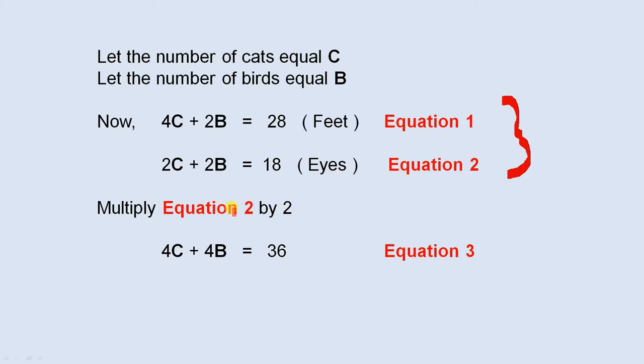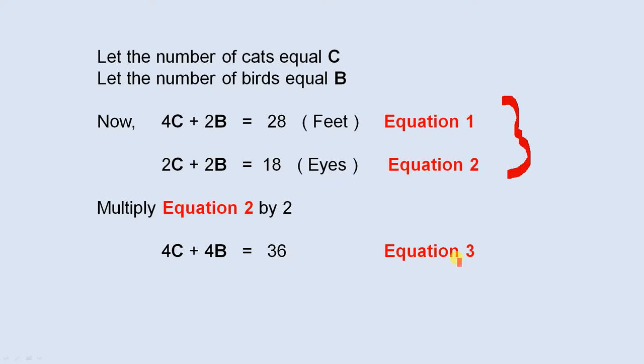So multiply equation 2 by 2. Let's double this equation. We're allowed to do that; nothing changes when we do. If we double 2c, that gives us 4c. If we double 2b, that gives us 4b. And if we double 18, that gives you 36. So that now is equation 3.